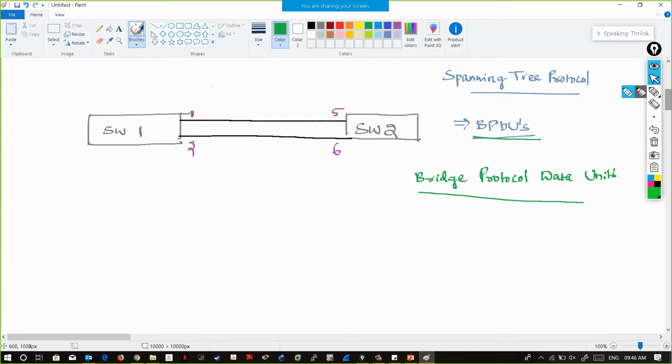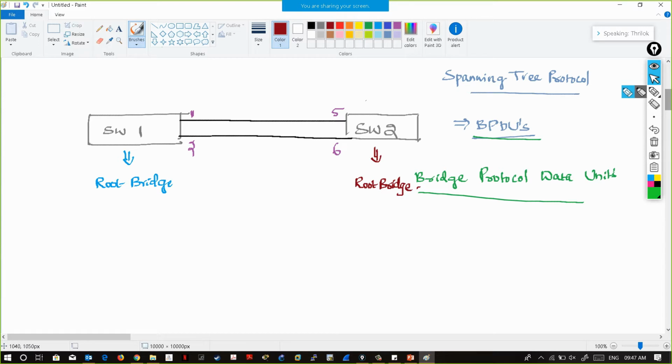Actually these are the messages used by spanning tree protocol. Okay, so whenever the STP is enabled on the switches, every switch by default will think that they are root bridges. Switch 1 will think that it is a root bridge, and switch 2 will think it is a root bridge. Right? Very simple. Root bridge is like leader. Leader. Okay.